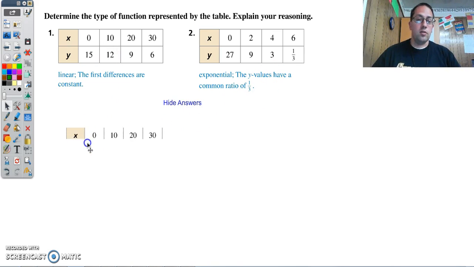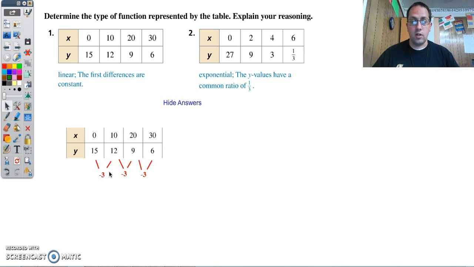All right, so number 1, you'll notice these first differences, 15 minus 3, 12 minus 3, 9 minus 3 to get 6. All right, so we have a common difference, and it was the first difference, so it's a first degree function, which is linear.